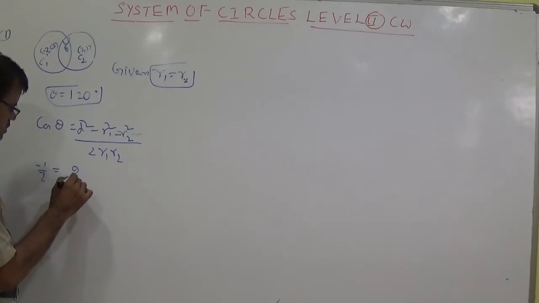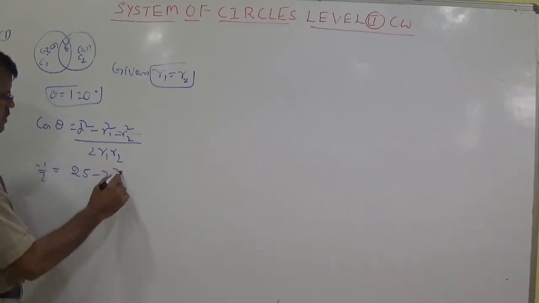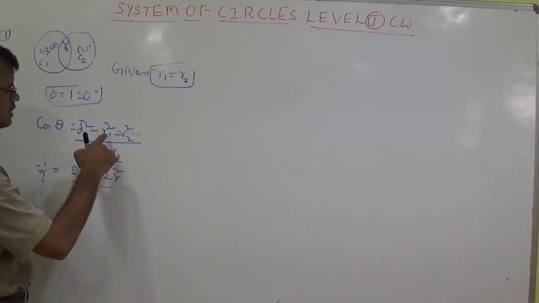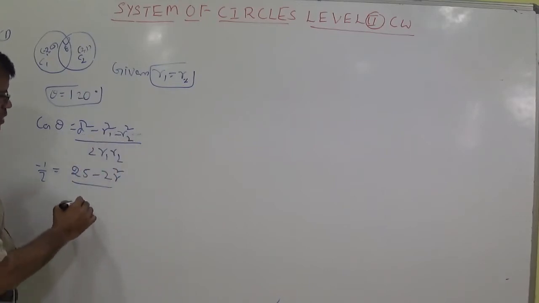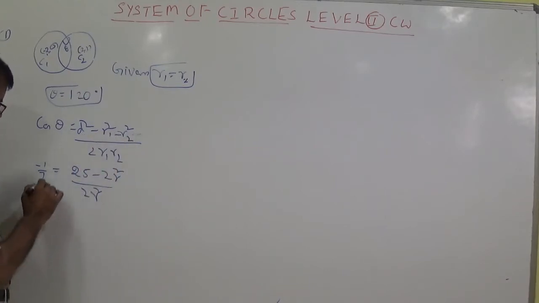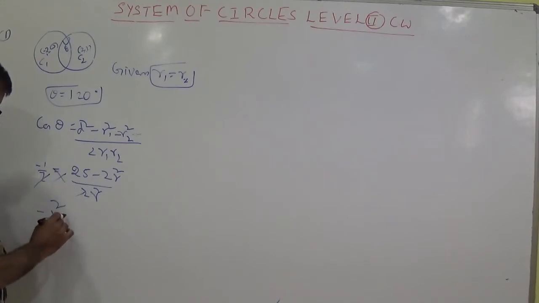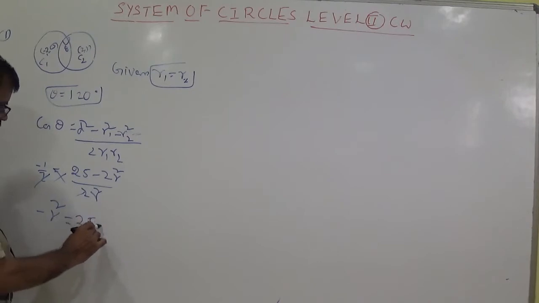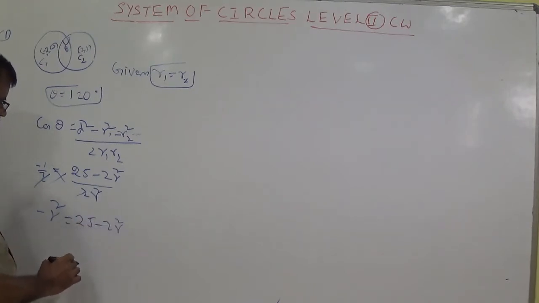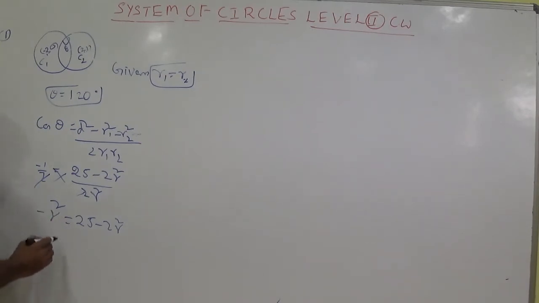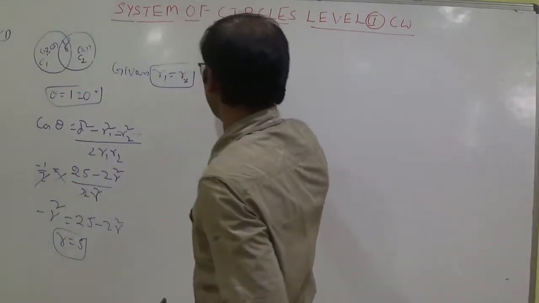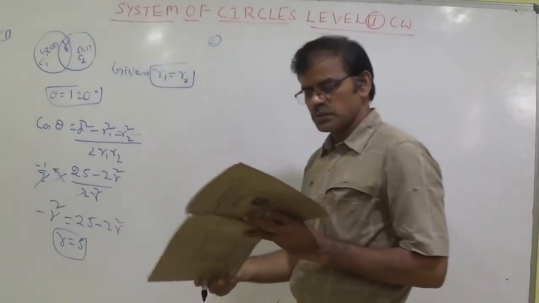So d square is 25 minus, because here R1 equal to R2, R square minus R square, so 2R square in the denominator, and the 2 will get cancelled. Here you can write minus R square. Minus R square is equal to 25 minus 2R square. Taking 2R square to this side, it becomes R square. R square is equal to 25. So R is equal to 5. Radius of the equal circles is 5, the first option.